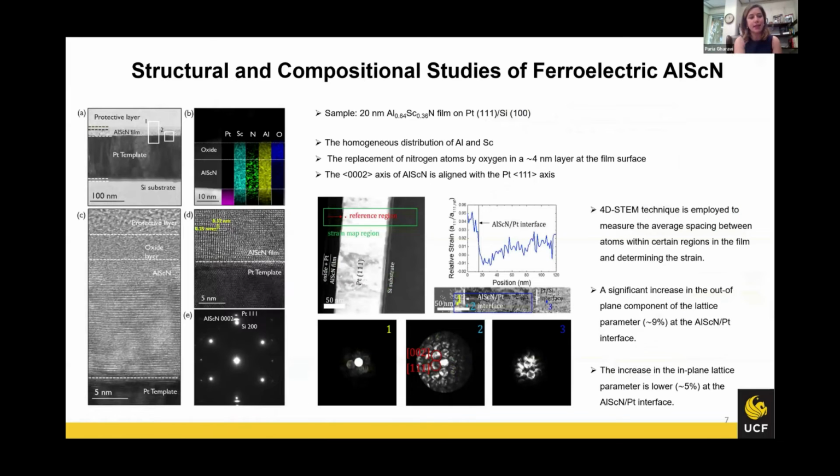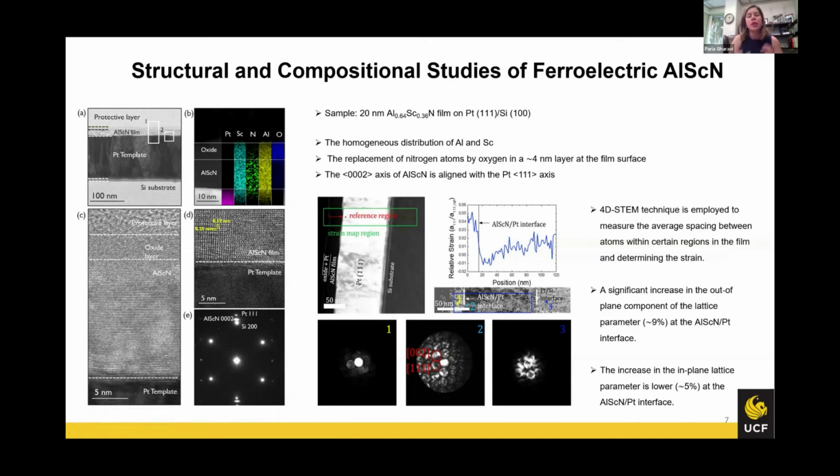And the second system is about a new ferroelectric material, ALSCAN, which I worked on when I was at UPenn. And you can see that using electron microscopy, first of all, we can have a good check through our system to see different layers, the order, and if we have any kind of dead layer or oxide layer. For example, here you can see the replacement of nitrogen atoms by oxygen in around a 4 nanometer layer, which affects the properties.